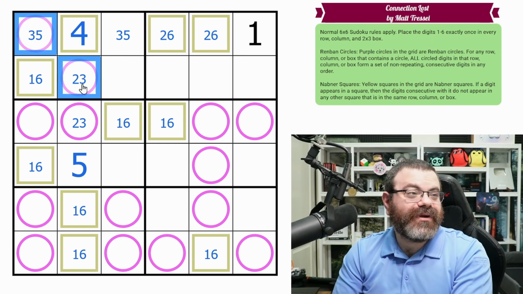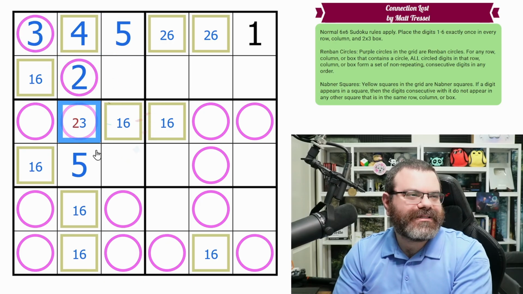That means this can't be a 5. These two are consecutive, and 2, 3 is not going to be consecutive with the 5. So that's a 3, and that makes that 2. That's our 5. 3 in the corner. That's nice. That's our 3.